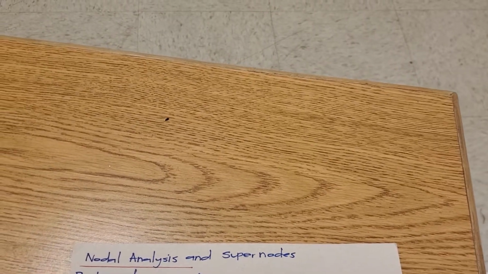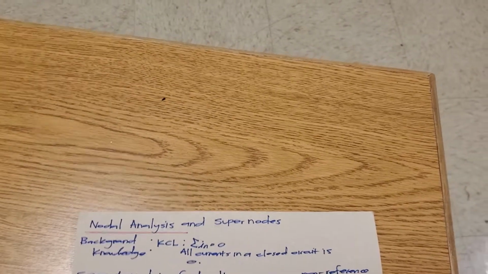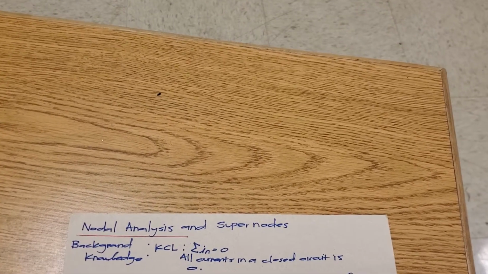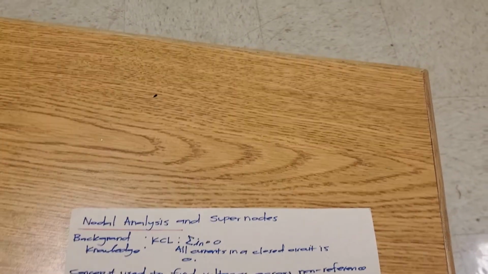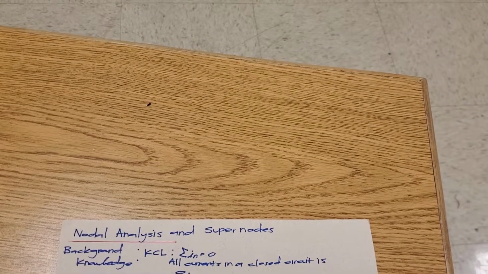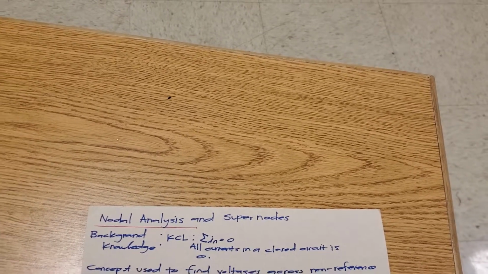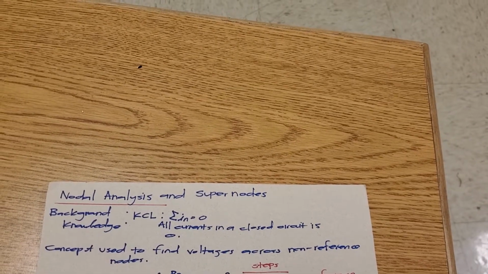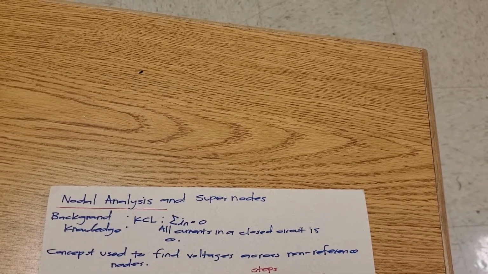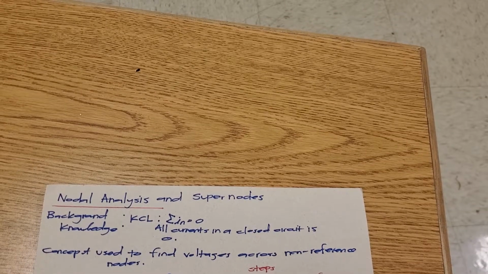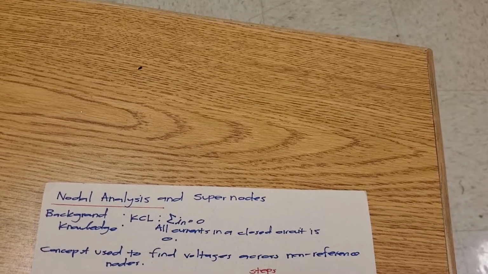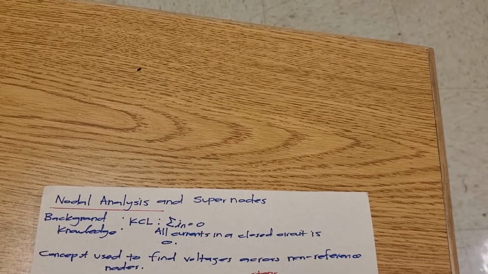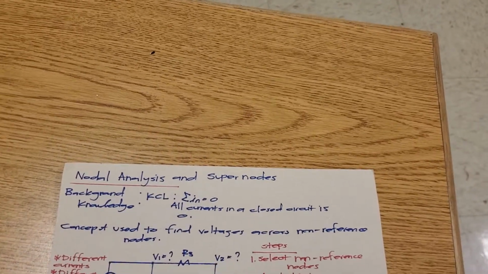I'm going to be talking about nodal analysis. Before we start, you need to have a background on KCL. The sum of all your currents in a closed system or circuit should be zero. The whole point is to find the voltages across non-reference nodes. So if you want to find the voltage at a certain point, instead of over a resistor, you can use this concept to find your voltage.